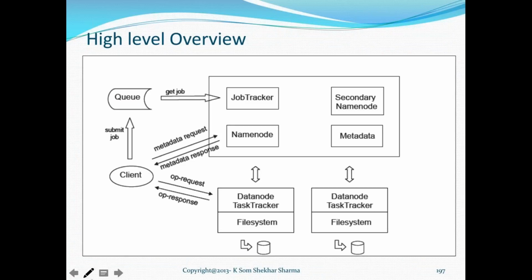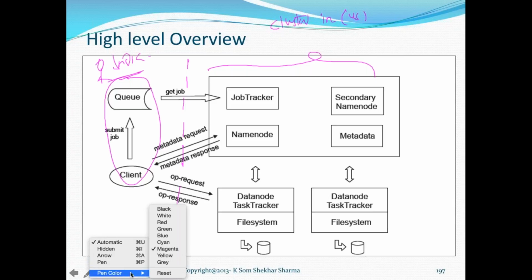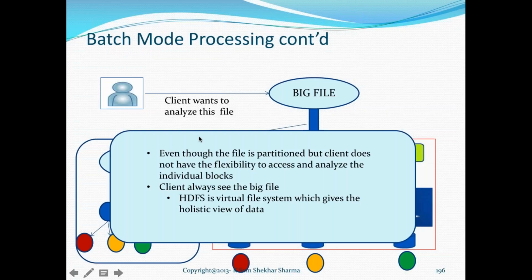Now this is a high-level overview of Hadoop. Here I always make this bifurcation. This is your cluster, and this cluster is in the US, let's say, and this is your client, who can probably be from India. If I am doing a file operation, only the name node and data nodes will come into the picture, and this is the first step.